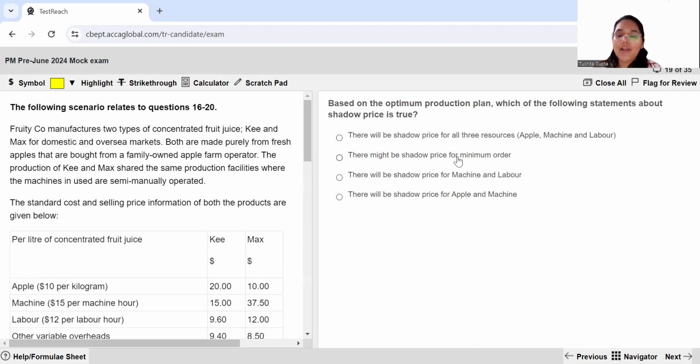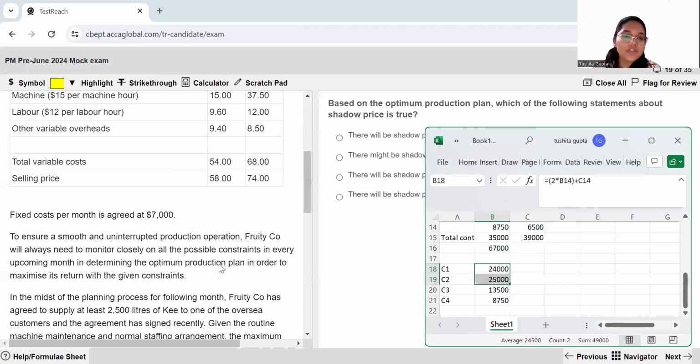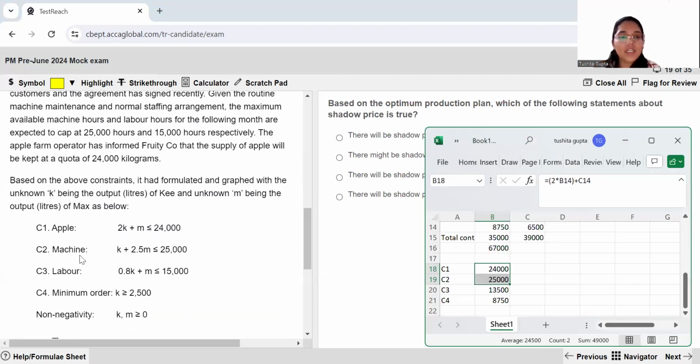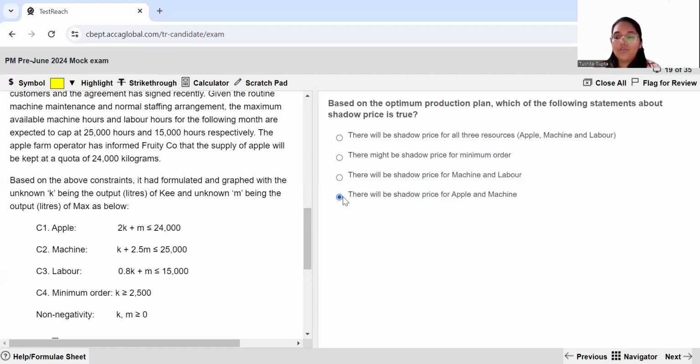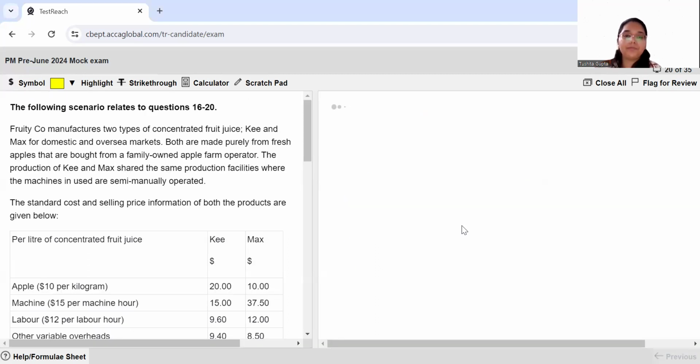There might be a shadow price for minimum order. No. There will be a shadow price for machine and labor. Exactly, the first two constraints will be your answer, machine and apple. So this over here is your answer.